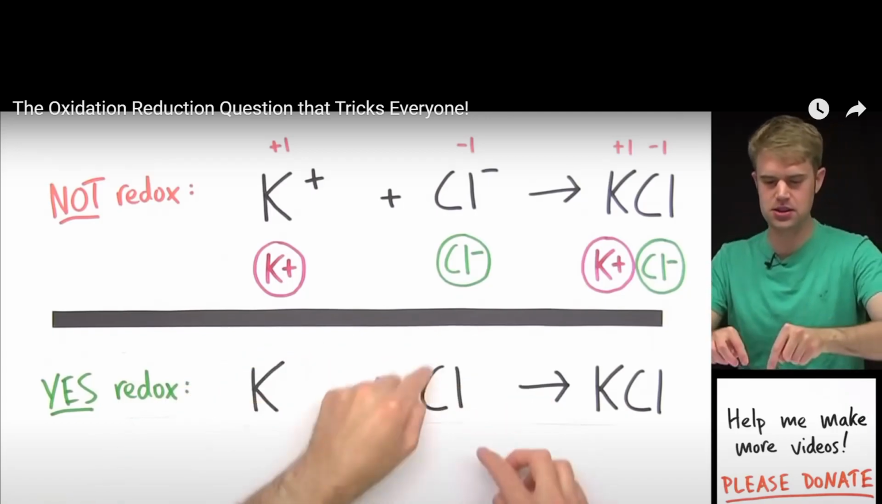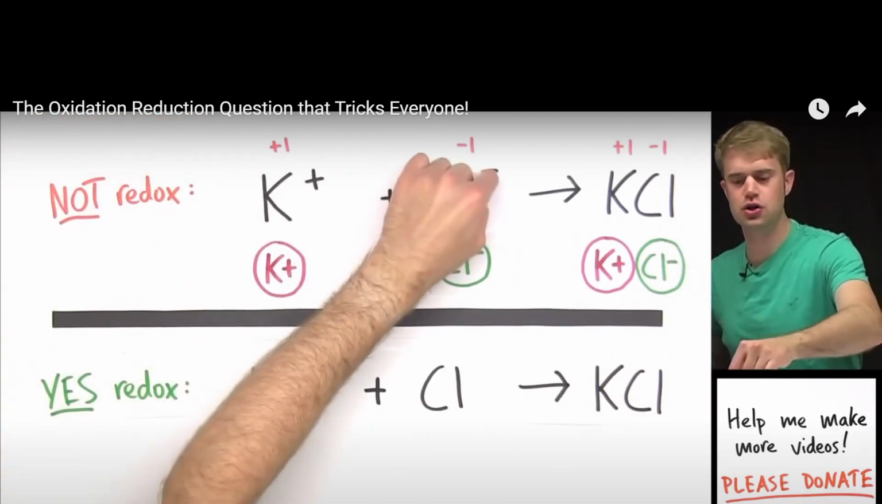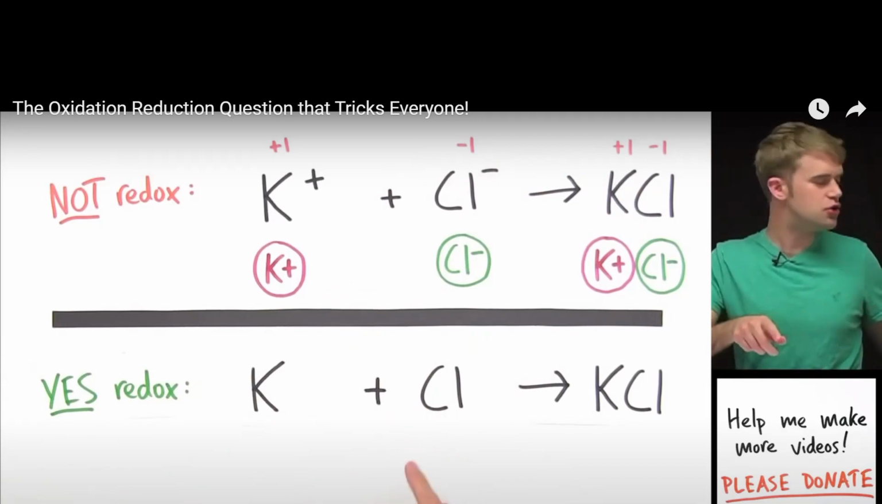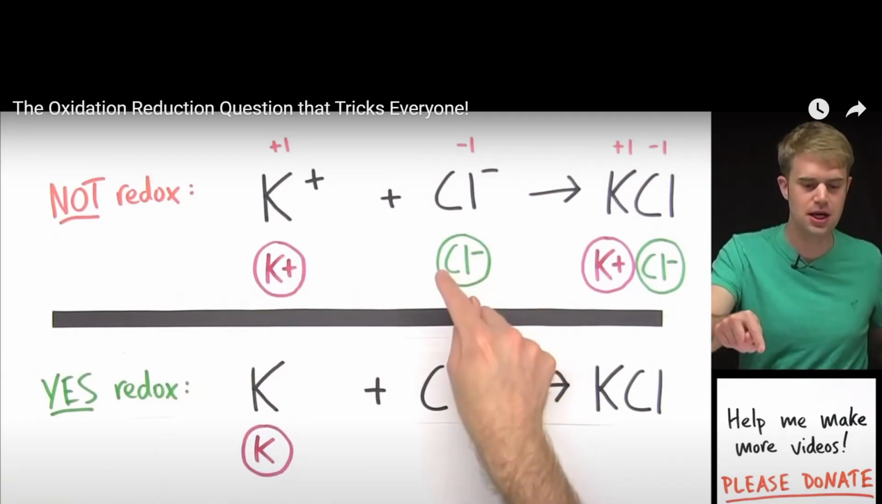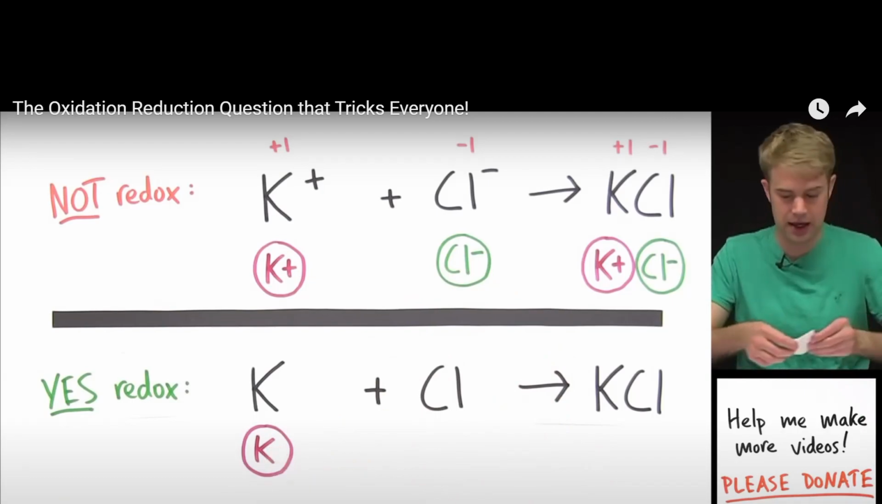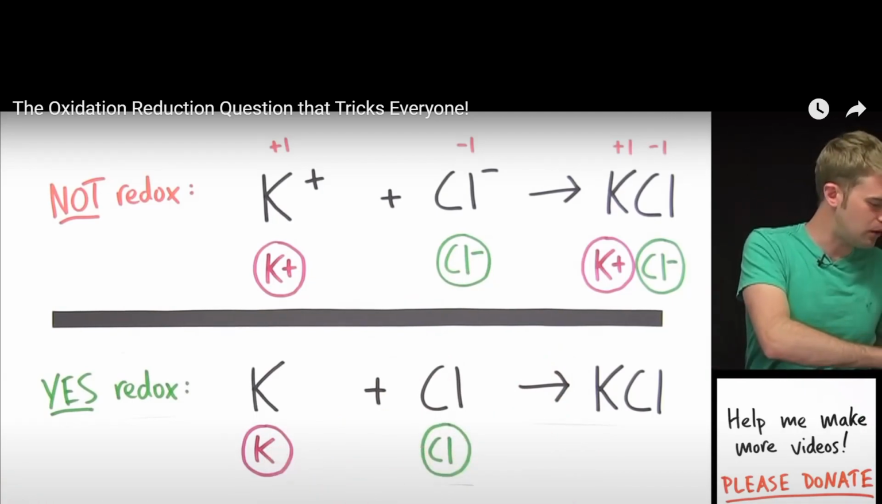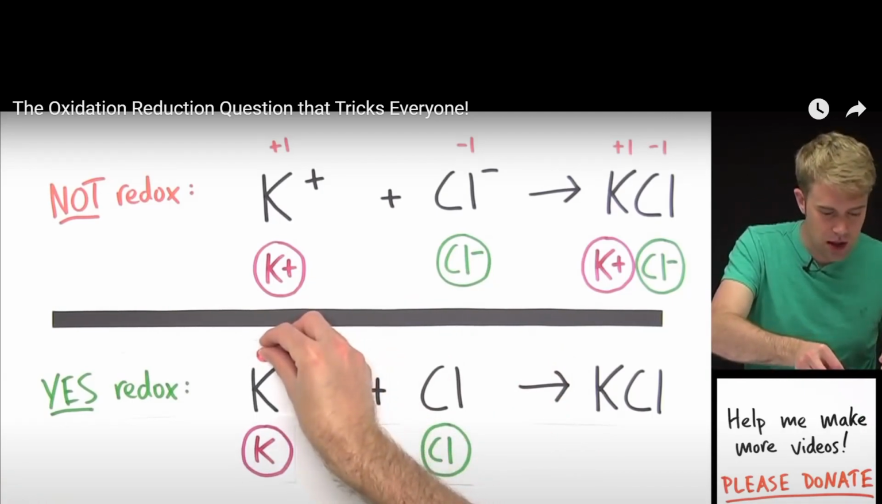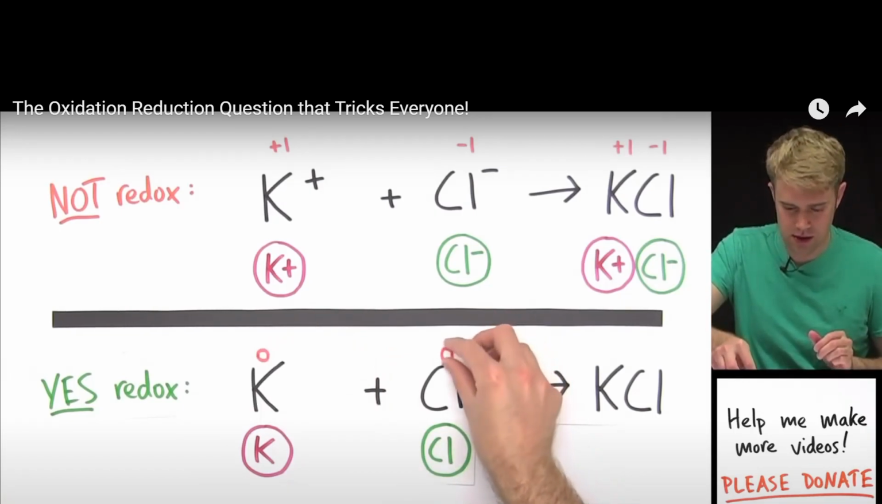Take a look at how K and Cl start out. In this equation up here, they had charges. In this equation down here, they don't have charges. They start out not as K plus and Cl minus, but as neutral atoms, as K and Cl. To emphasize that they're neutral, we can put these oxidation numbers, these zeros, above them. The zeros tell us that they're neutral.